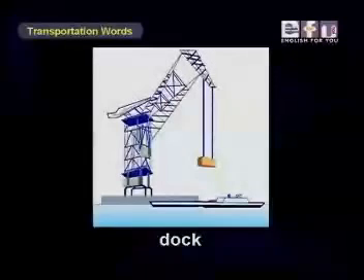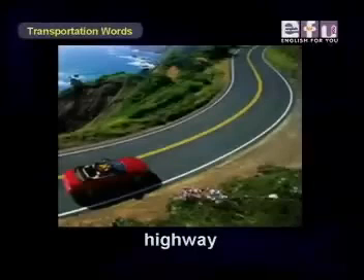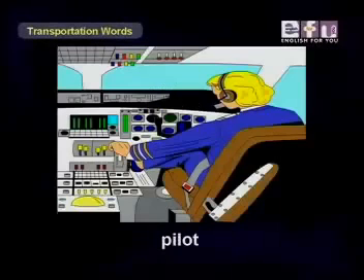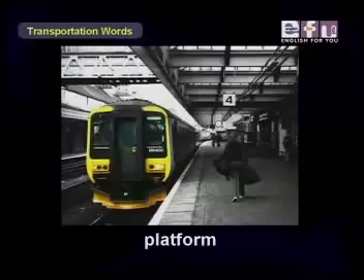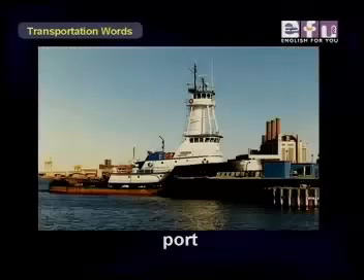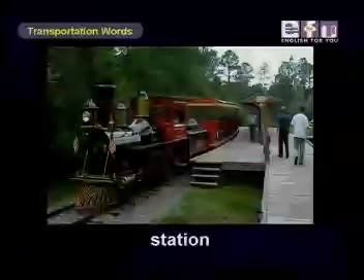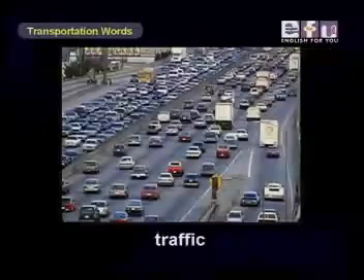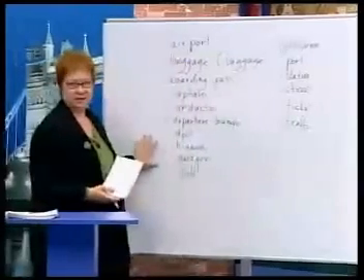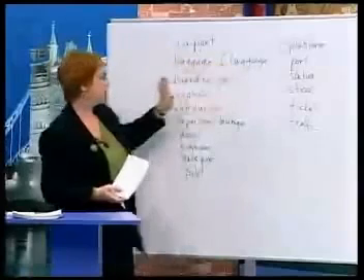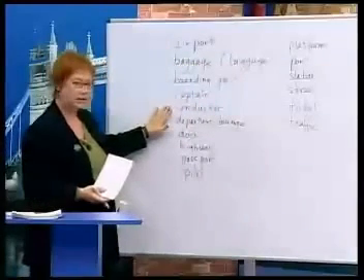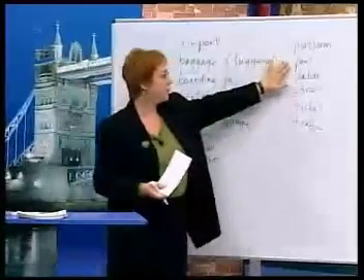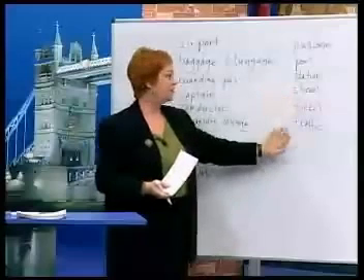A dock, a highway, it's a very busy street. Passport, pilot, platform, a port, station, street, ticket, and traffic. Okay, so these are some words that you need for traveling. Airport, baggage or luggage, a boarding pass, the captain, the conductor, the departure lounge, dock, highway, passport, pilot, platform, port, station, street, ticket, and traffic.